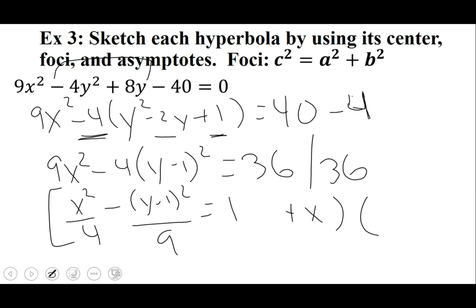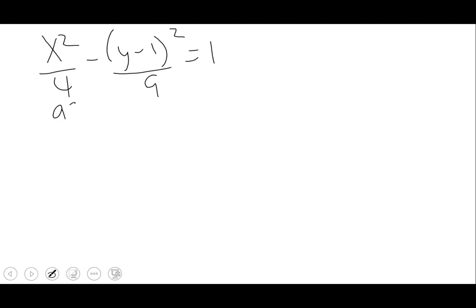Let me go ahead and proceed to the next slide so that we have a little bit more room. So if we go on to the next slide here, let me write this again. x squared over 4 minus (y minus 1) squared over 9 is equal to 1. That is going to be my a squared, the positive. This is going to be b squared. So that means that a is 2 and b is 3.